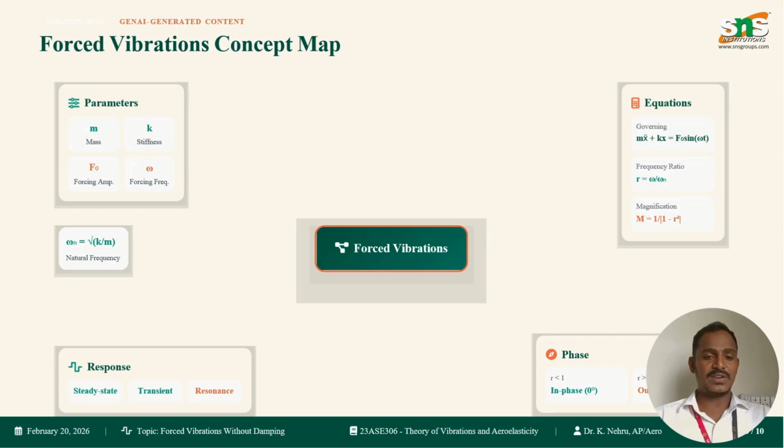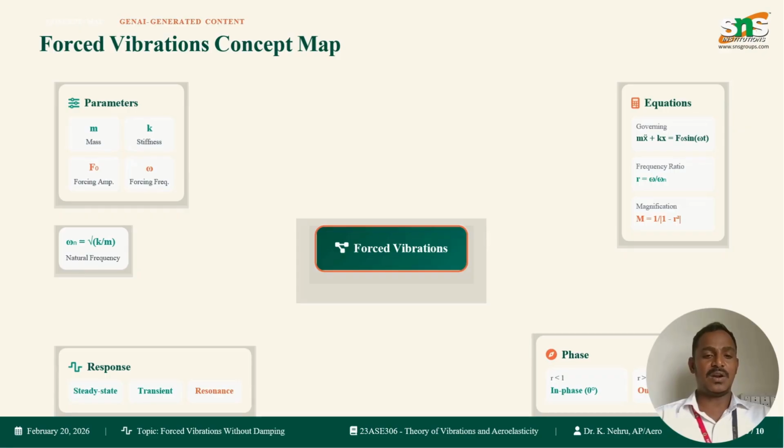Next, coming to the forced vibration concept map. The concept is mapped with parameters like mass, stiffness, applied force, and the forcing frequency. This frequency is connected with the natural frequency omega n equals root of k by m, and the forcing frequency and natural frequency are connected to resonance, which gives a response like steady-state response, transient response, or resonance.